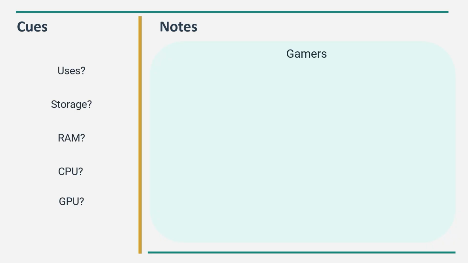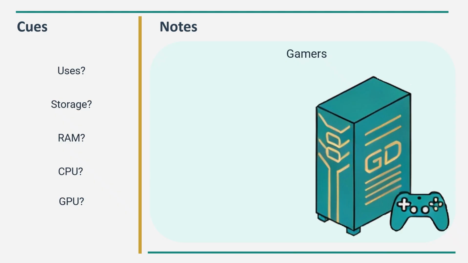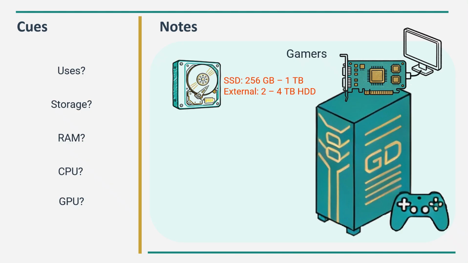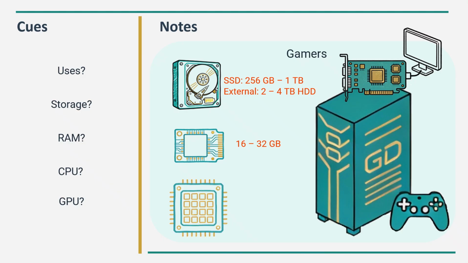Gamers are a special kind of power user focused on graphics. The device they need is a gaming desktop with a strong GPU and gaming peripherals. For storage, they look at a fast SSD in the range of between 256 GB and 1 TB, and they might also use an external to save extra games and media. For the RAM, 16 GB is standard for modern games, and 32 GB is better for streaming and future games. The CPU is a mid to high-end gaming processor that can handle the game and background apps.